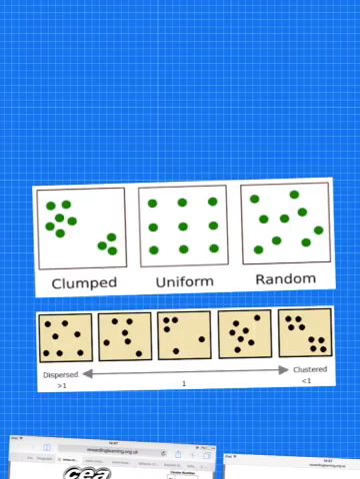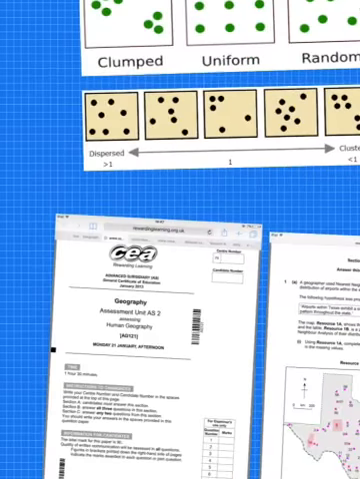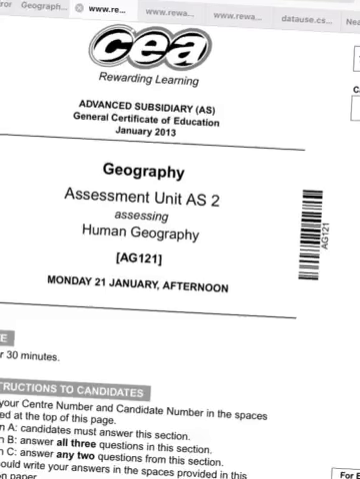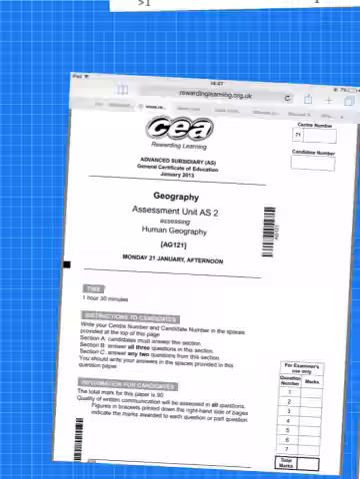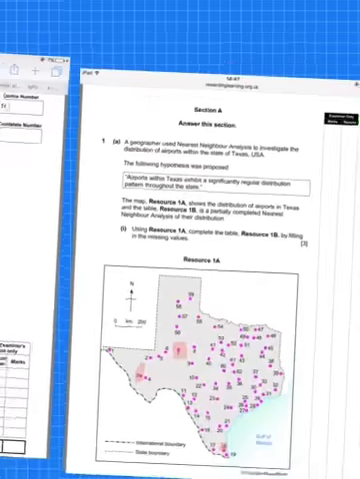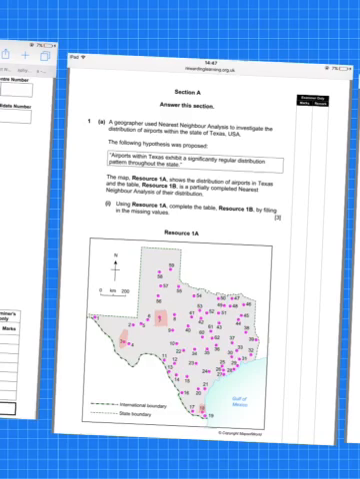So what we're going to do now is have a look at a past paper example from January 2013 on AS2. If we zoom out, the question is essentially about the distribution of airports in Texas, as we can see on this diagram here, on this figure, resource A. Another important thing to look at in this question is the hypothesis, and we'll come to that later on. It reads, airports within Texas exhibit a significantly regular distribution pattern throughout the state.